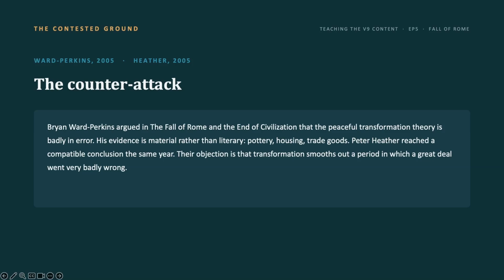Then, in 2005, it came back the other way hard. Bryan Ward-Perkins published The Fall of Rome and the End of Civilization, arguing that the peaceful transformation theory is badly in error. His evidence is material rather than literary: pottery, housing, trade goods. Peter Heather published The Fall of the Roman Empire the same year and reached a comparable conclusion. Their shared objection is that transformation smooths out a period in which, as they read the evidence, a great deal went very badly wrong.